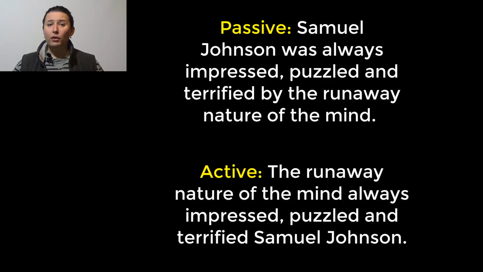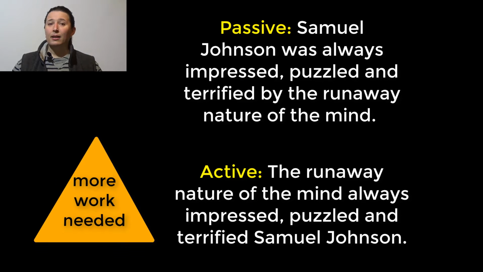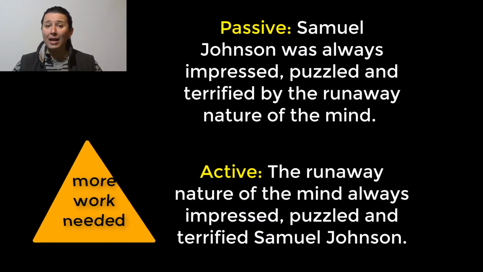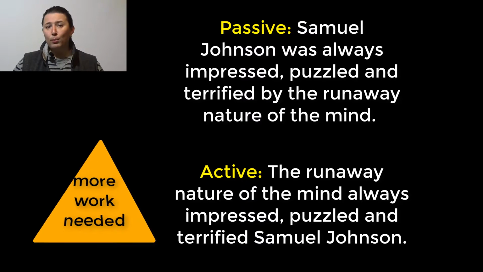Now, even though we've used the active voice in our paraphrasing effort, it's obvious that the two sentences, once again, are too similar. More work needs to be done to make this newly created active sentence our own, to put it into our own words. So let's start by finding synonyms for the words impressed, puzzled, and terrified. Let's choose fascinated, confused, and frightened. Ask yourself, can we change these words into another part of speech that might be appropriate for our paraphrase?